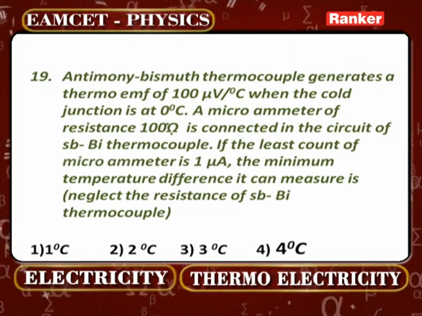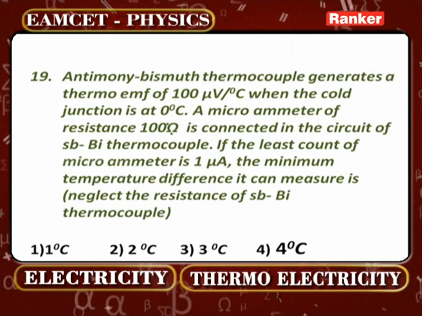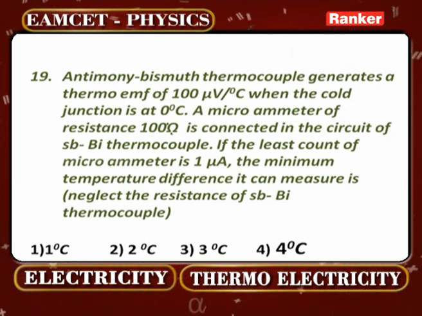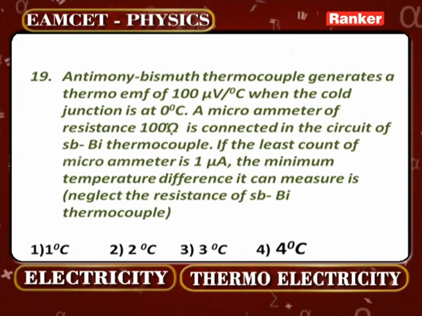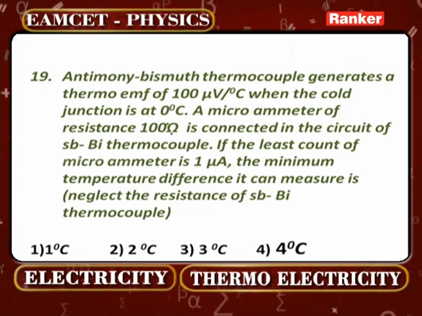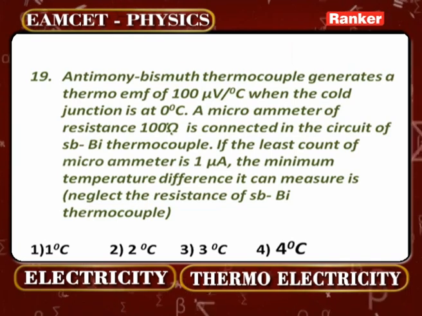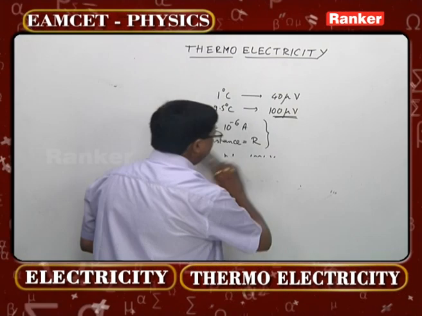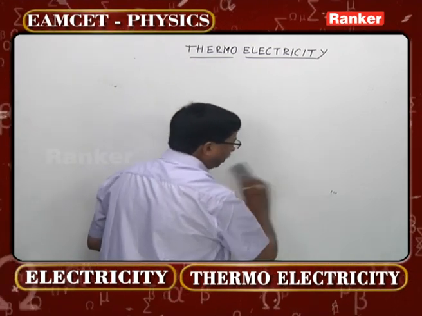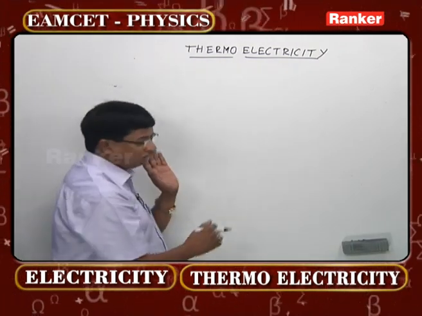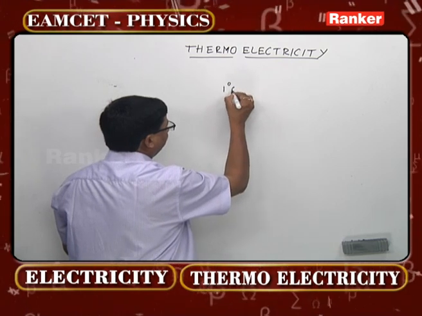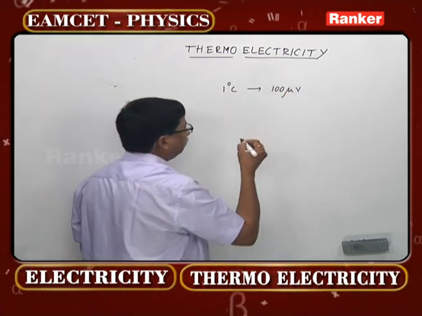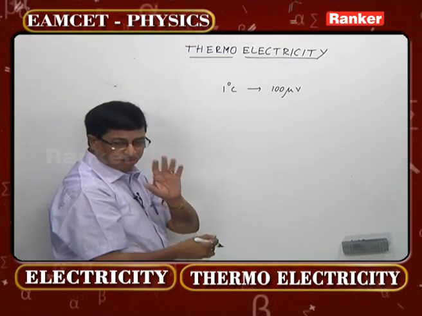A microammeter of resistance 100 ohm is connected in the circuit of an antimony bismuth thermocouple. If the least count of the microammeter is 1 microampere, the minimum temperature difference it can measure is how much? Simple logic once again. 100 microvolt per degree centigrade, that is the value given. That means for every 1 degree centigrade, it can produce a potential difference of 100 microvolt.